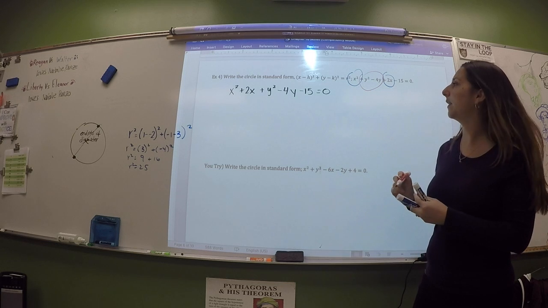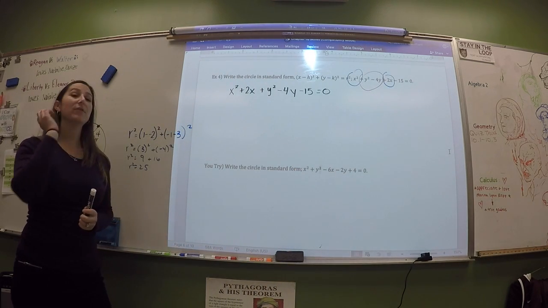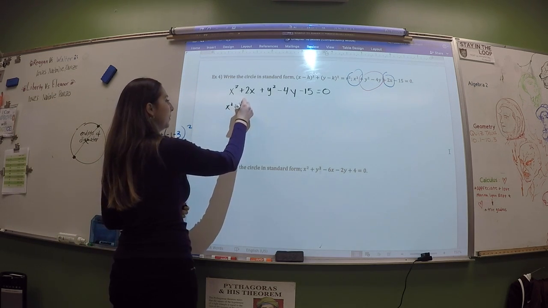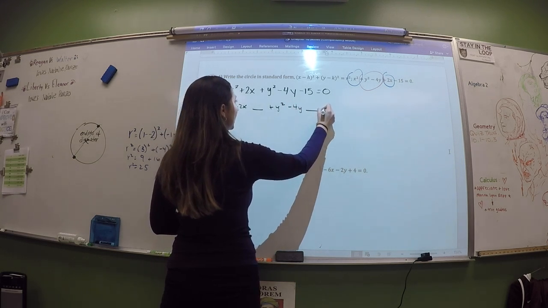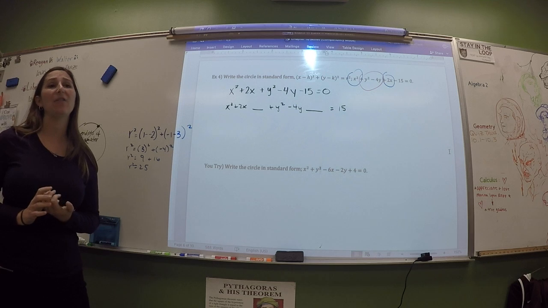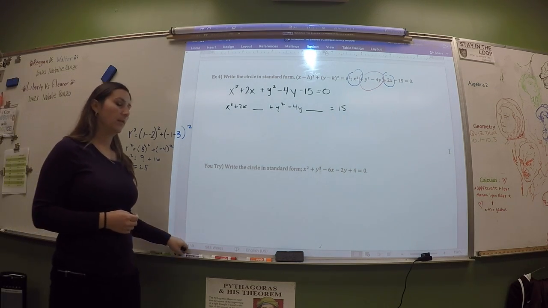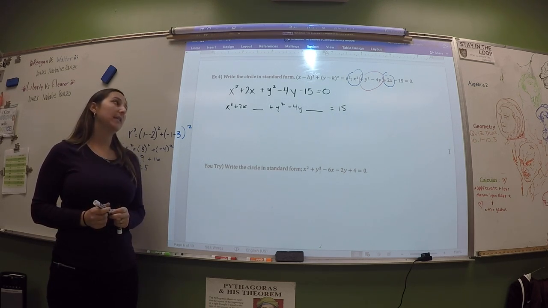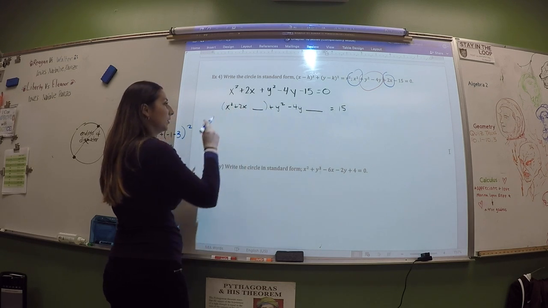Don't you just move the 15 to the side? What we have to do here is complete the square. So what we're going to do is leave a space here, leave a space here, and then you're going to add 15 to the other side to get it out of the way, because it's in our way. We're going to complete the square for each variable.